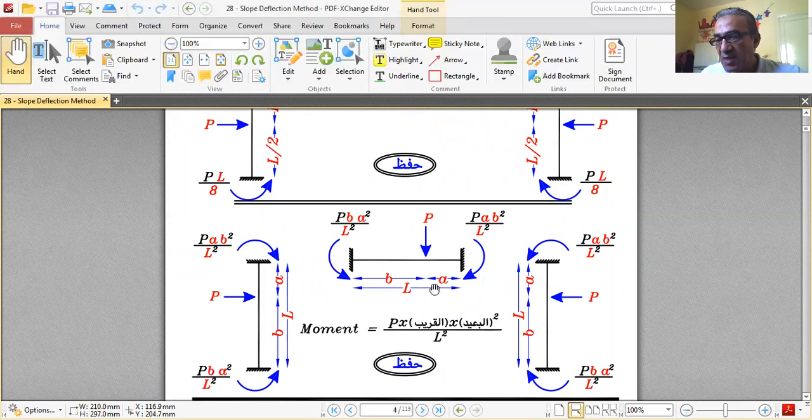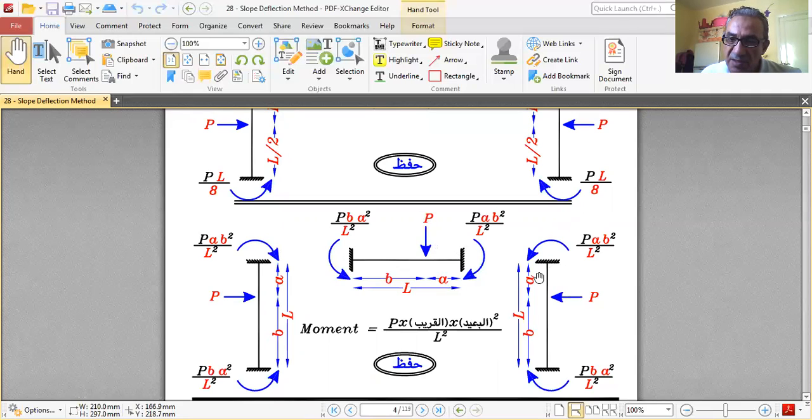So this is for the case when the load is closer to A, meaning A is smaller than B. It is P multiplied by A, the distance close to the fixity, multiplied by B squared, the other distance, divided by L squared. So P A B squared over L squared. And this one is P B A squared over L squared.